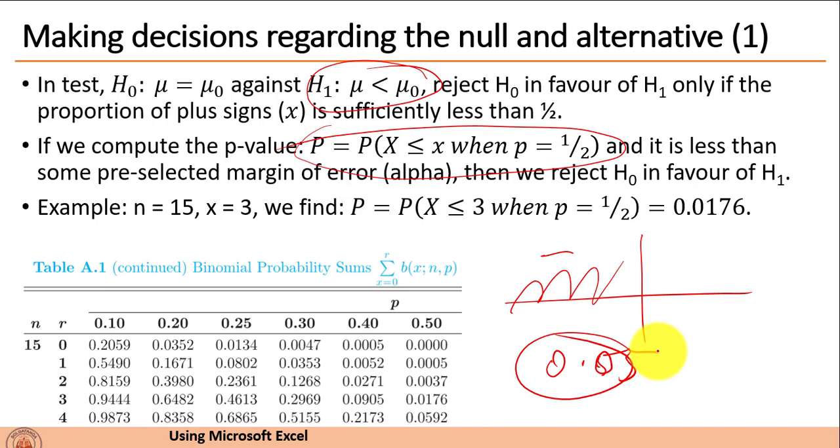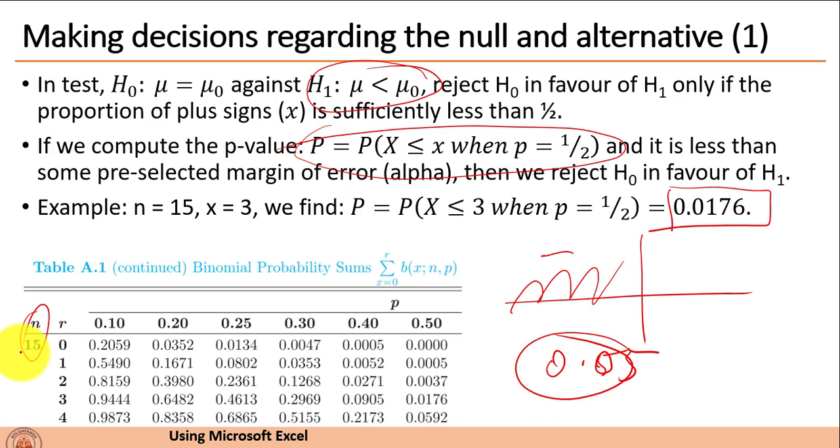For example, let's say we have a sample of 15 observations. Now X is equal to 3, and we find the probability of capital X less than or equal to 3 when p is equal to half. So we use the binomial table to look at this. Looking at it in this table, we have n equals 15. The binomial table is very large, so I just take a snapshot of what I want to show you how it is read in the table.